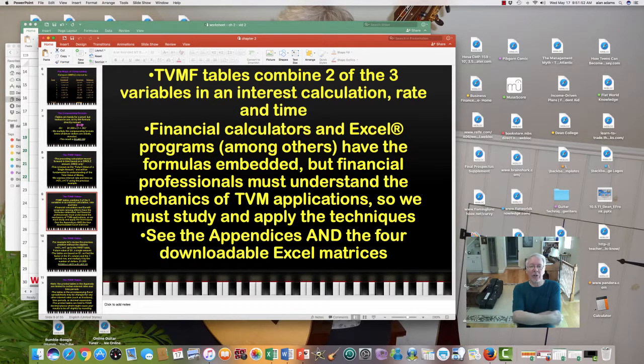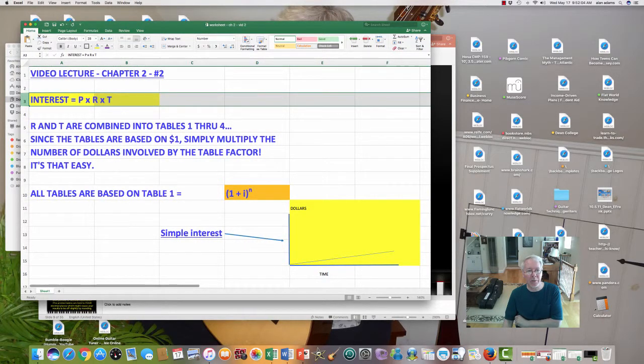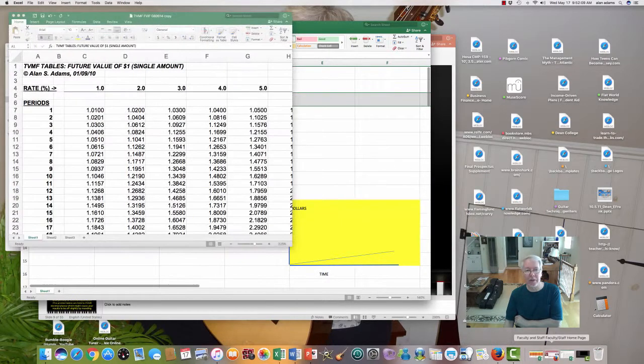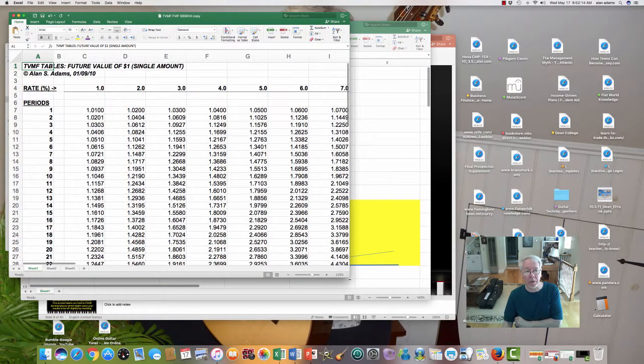Okay, as I told you yesterday, our time value of money factor tables, TVMF, take two of those variables. What variables? Well, we see that interest is P times R times T. So the tables involve R times T, and the table looks like this. This is one of the ones right out of our book, friends. This is one of the ones you downloaded. My rates are across the top, my interest rates. Down the side are the number of years. I call them periods for a different reason, but for now we'll call them years.